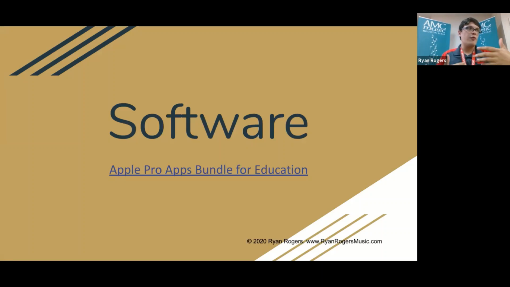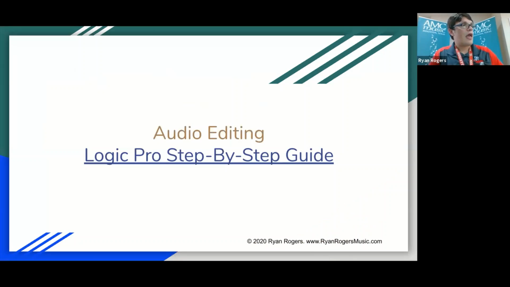So software, again, go to my website for this link, but this is the Pro Apps Bundle for Education from Apple. It is $600 worth of software for $200. And then I have put together a step-by-step guide for editing a virtual performance together using Logic Pro and nothing but the tools that come with that Pro Apps suite. So go to my website to check that out. It's a PDF document with pictures that walks you through every step of the process.